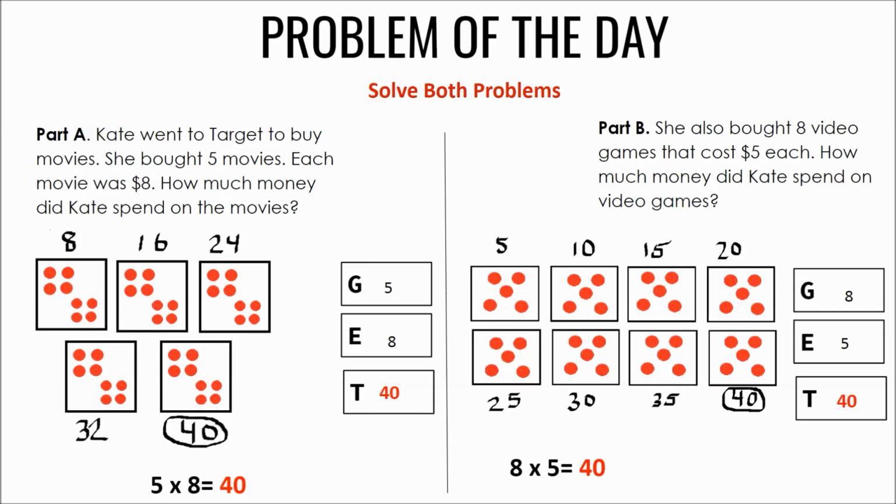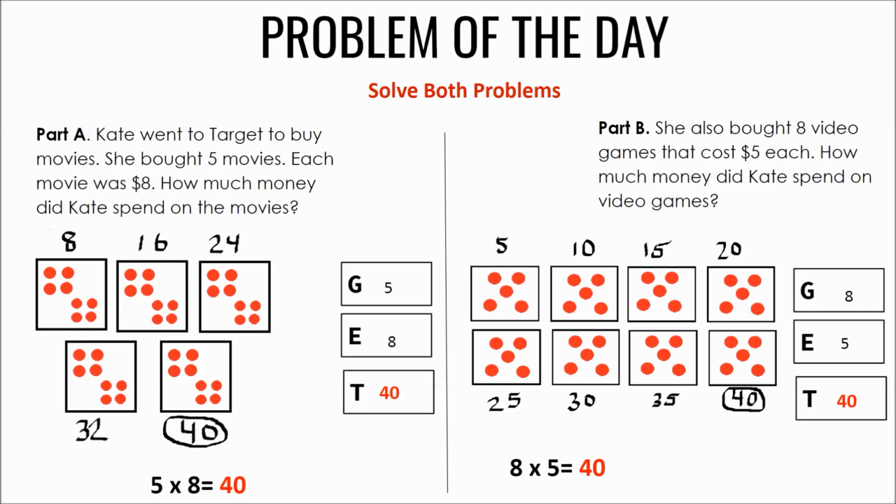Friends, what do you notice is different about these two problems? If you said that the models look different, they absolutely do, because 5 times 8 looks different than 8 times 5. Friends, what do you notice that is the same about these equations? If you said that they have the same total, you're absolutely correct.